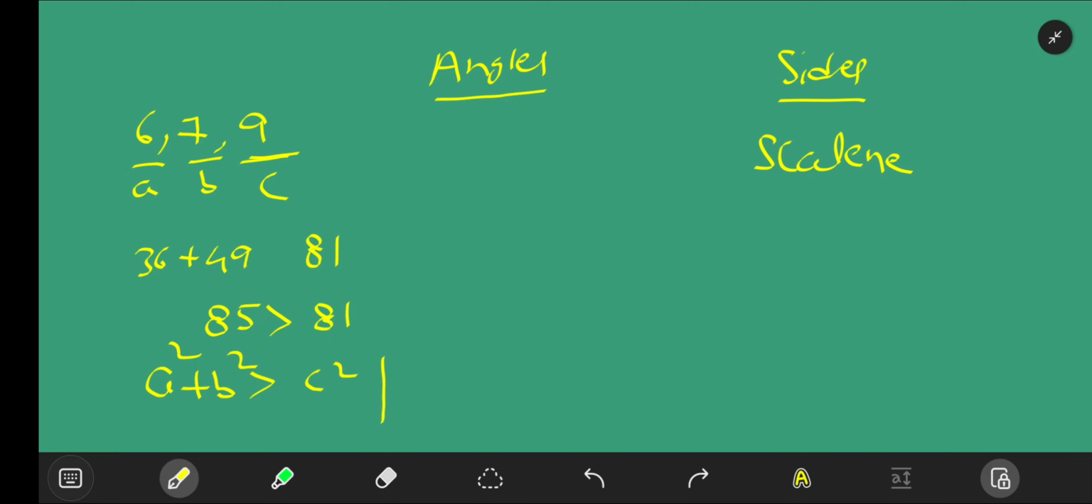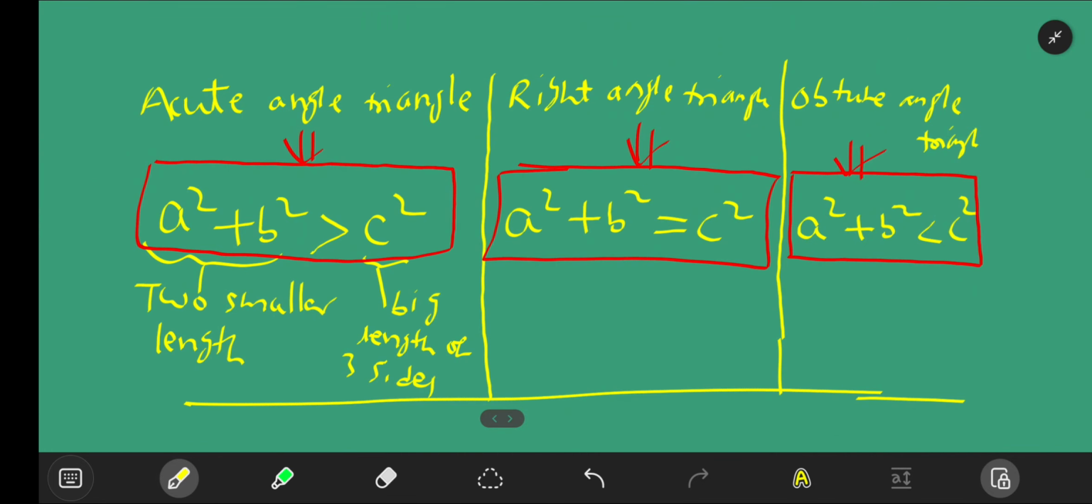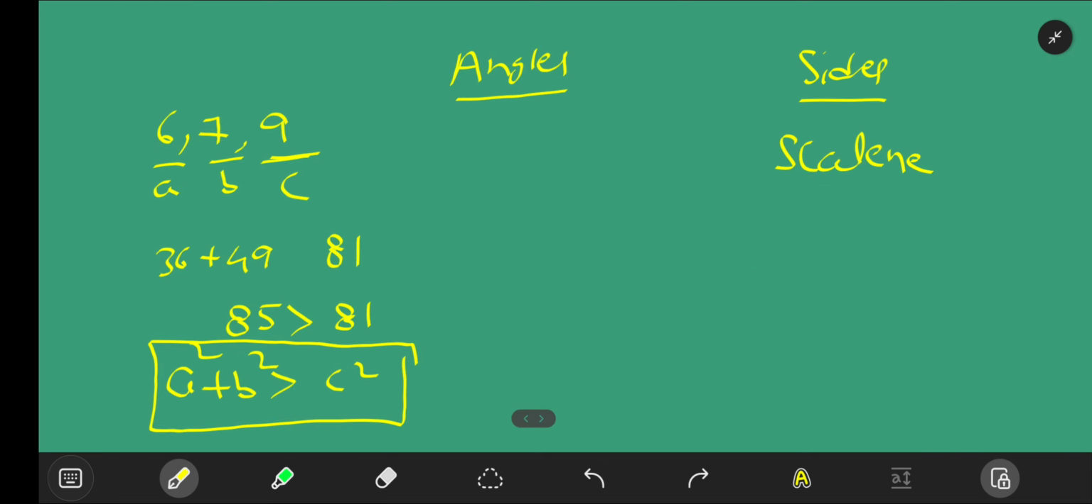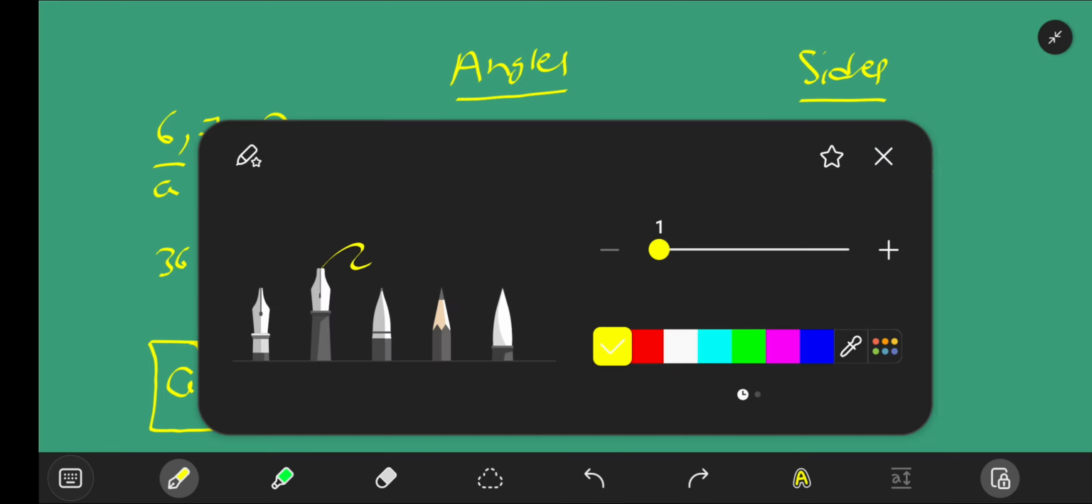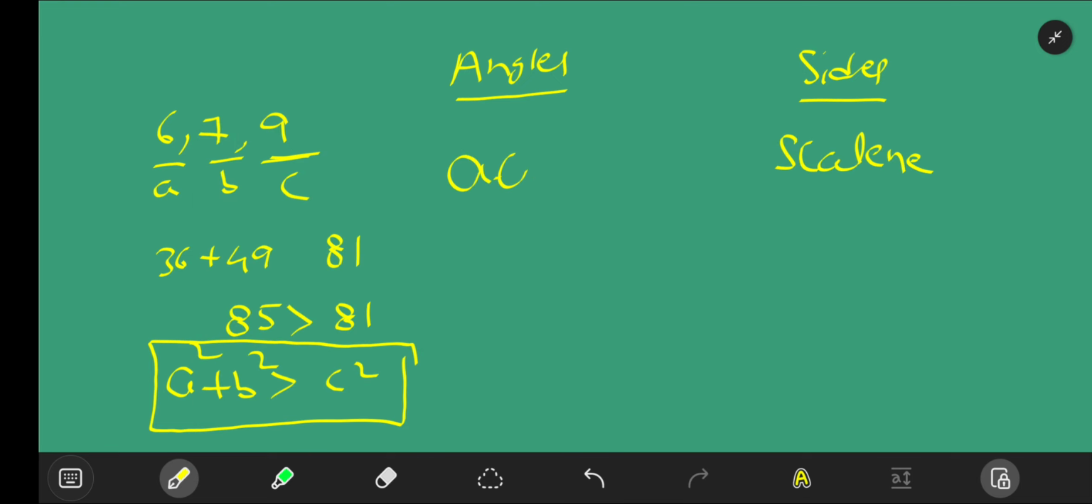So this condition, A square plus B square greater than C square, is when it is an acute angle triangle, as we have seen. So this is an acute angle triangle. This is the way of identifying the type of triangle when sides are given.